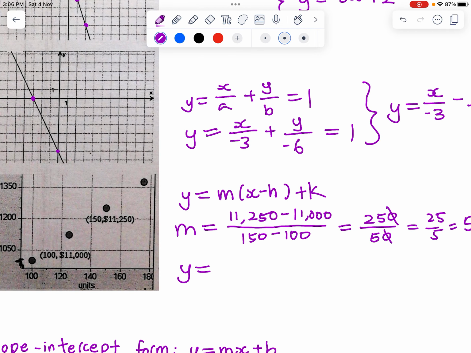And from here on, I can just choose either this point to put in as h or k, or I could choose this point. Let's go with this one. So again, h is -150. Be careful of the negative sign, plus 11,250. And there you have it.